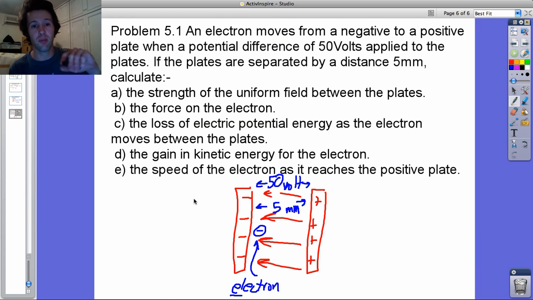Here is a sample problem made by Mr. Dickinson. So take a minute, pause it, and see if you can solve it. Hopefully you did, or at least had a go at it. What's going on is we've got these plates with 50 volts across them, and they're only 5 millimeters apart, and we have an electron. So let me move to the next page.